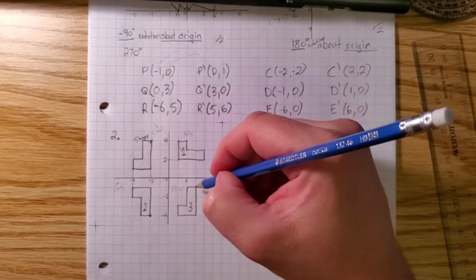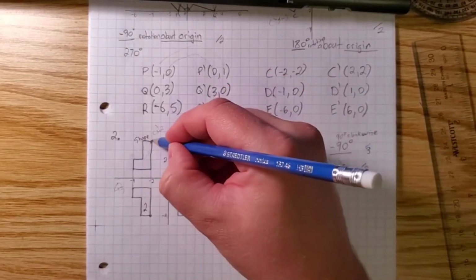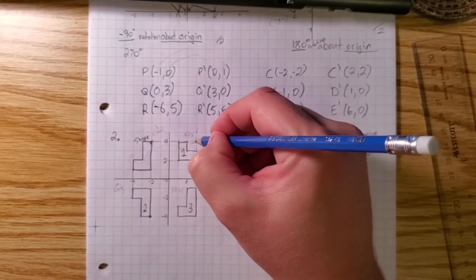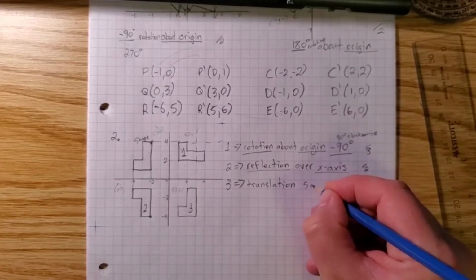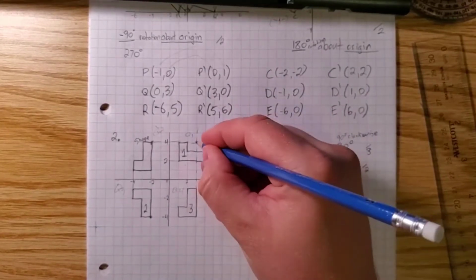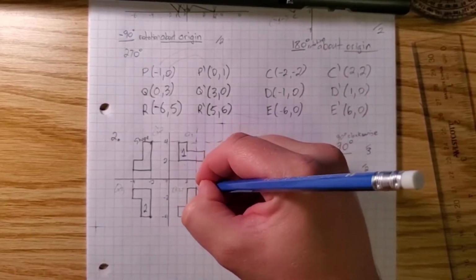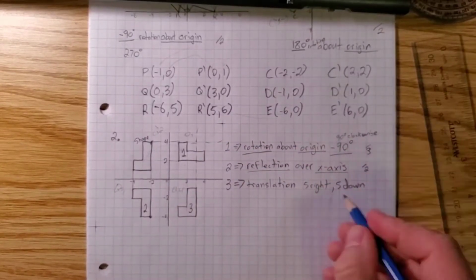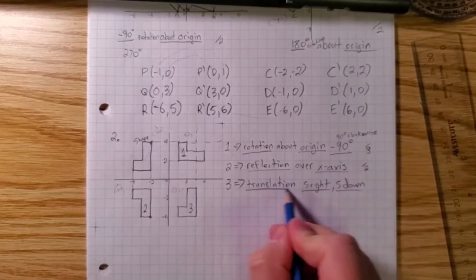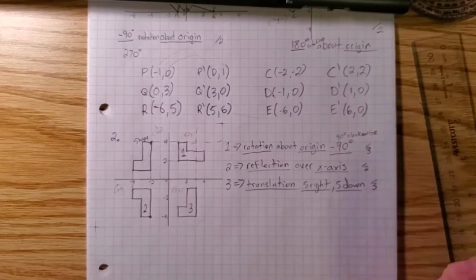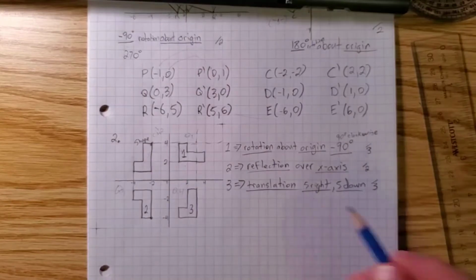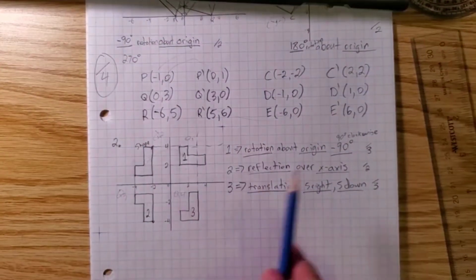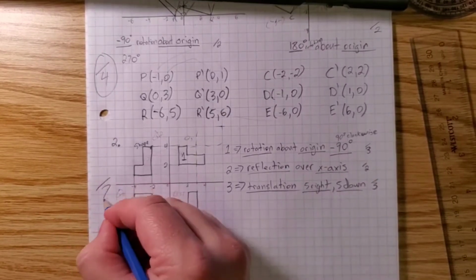And how far did it move? Well, it moved over 1, 2, 3, 4, 5 right, and 1, 2, 3, 4, 5 down. Okay. 5 down's a mark, 5 right's a mark, and translation is a mark out of 3. So question 1 was out of 4 in total, and question 2 was out of 8 in total.